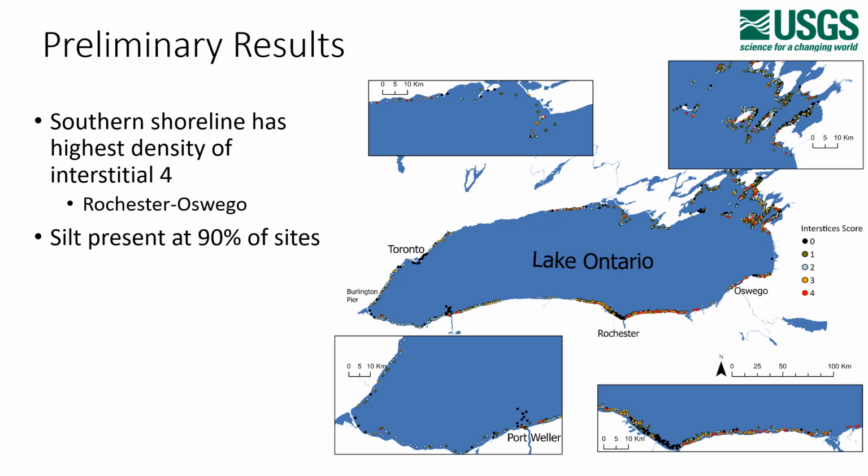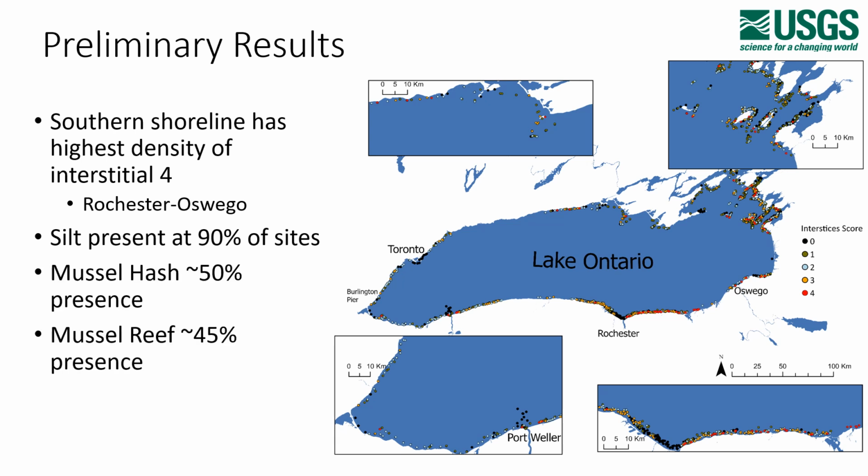Degradation due to silt is pretty apparent from this survey. We found that 90% of all sites had some amount of silt present. Habitat degradation due to invasive mussels was also apparent. Mussel hash was present as either the primary or secondary subgroup at 50% of all of our sites. Likewise, mussel reef was present at roughly 45% of all of our sites.